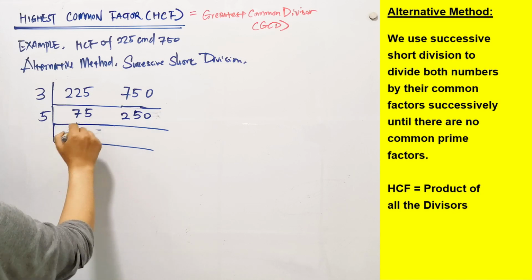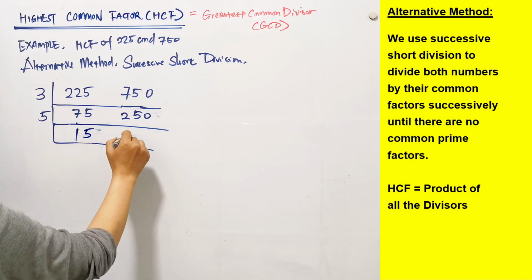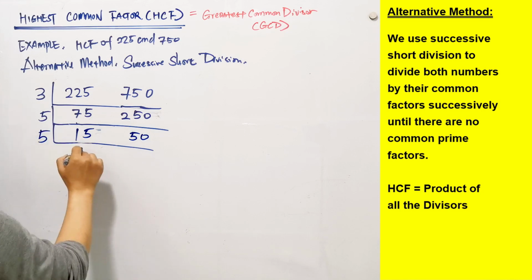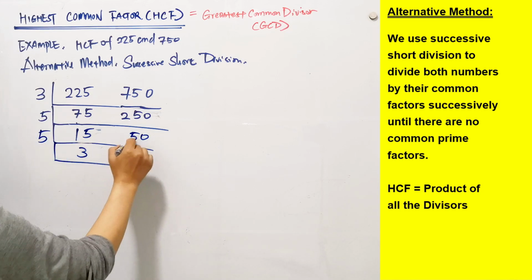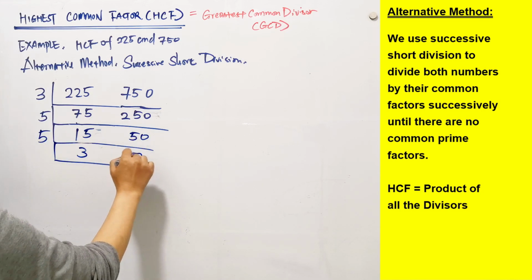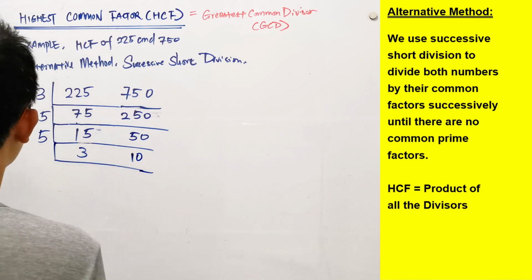This is the 15, 5, 25, 5. Here, how much do we get? 5, 50, right? So another 5. Here is how much? It's a 3. And how about this one? It's 10, right? So it's no more already. Okay, there's no common factor.